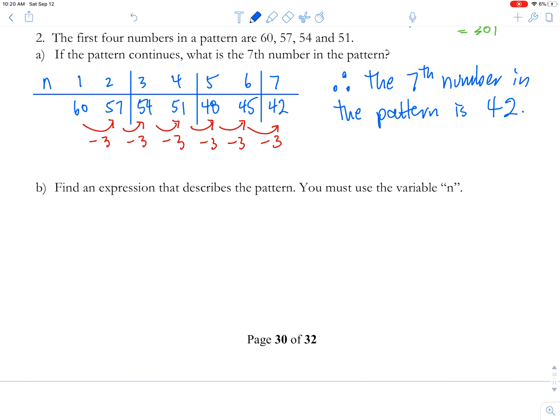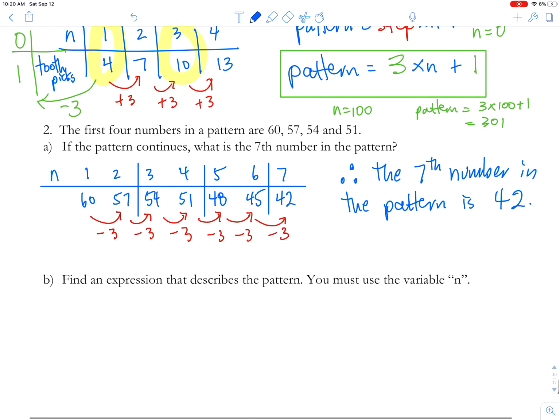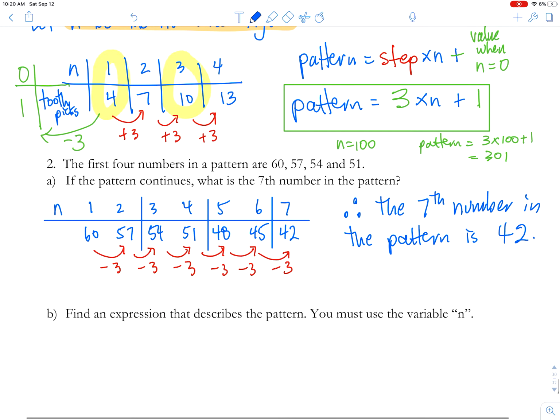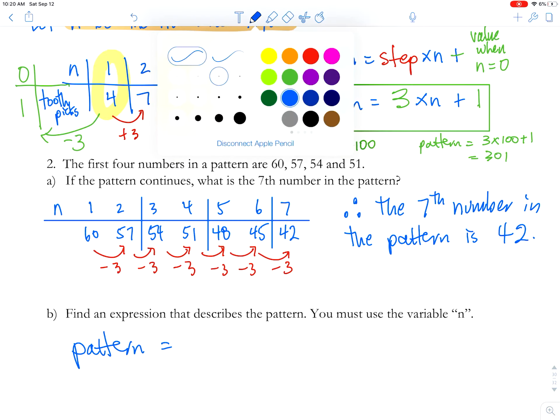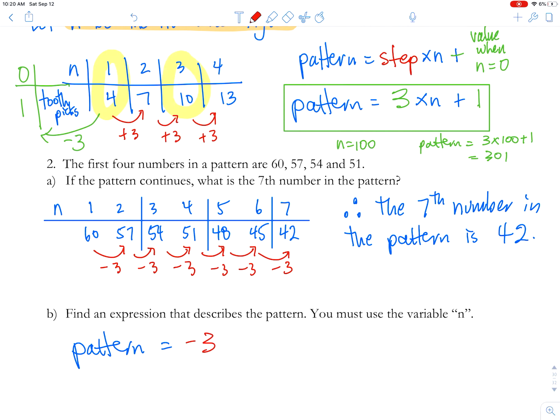Find an expression. So this is where we're going to do that thing with n. And we're going to use the thing where pattern equals step times n plus the value when n equals 0. So our pattern is going to equal our step, which is minus 3 times n. And then we're going to add the value when n equals 0. So to find the value when n equals 0, instead of subtracting 3, because I'm going backwards, I'd have to add 3. It would mean that I'd have to start at 63.